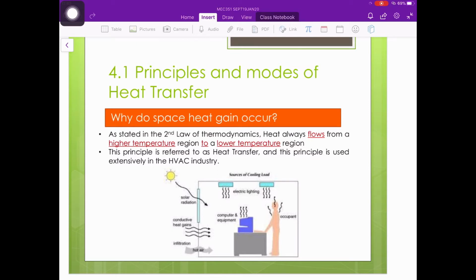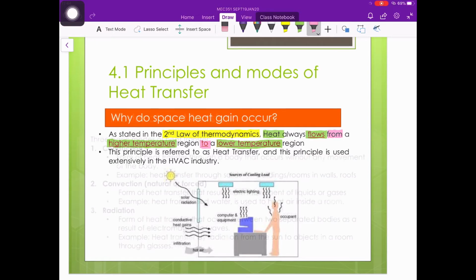the fundamental principles. As stated in the second law of thermodynamics, heat will always flow from a higher temperature region to a lower temperature region. This is a driving force for heat transfer to occur. This principle is used extensively in the HVAC industry.